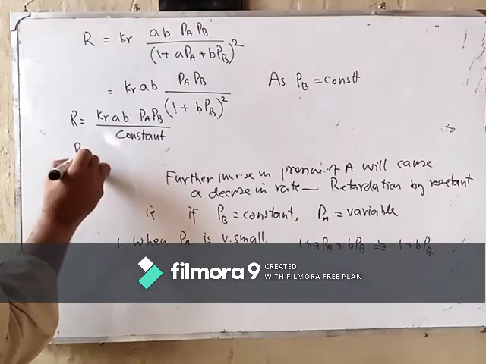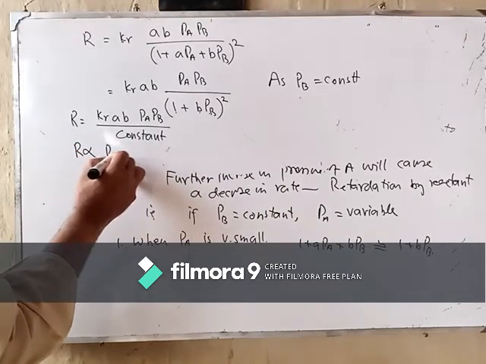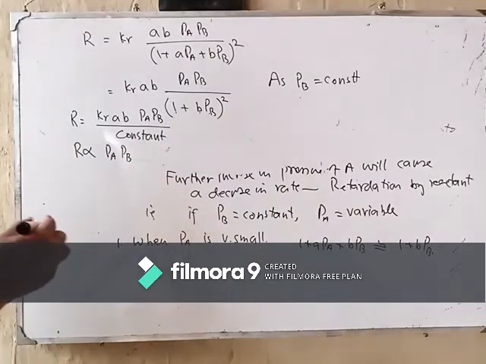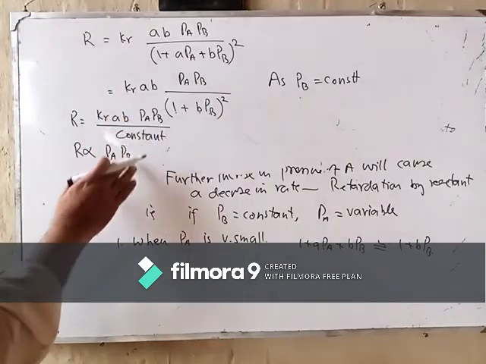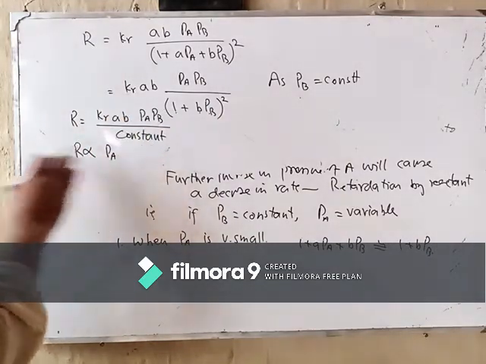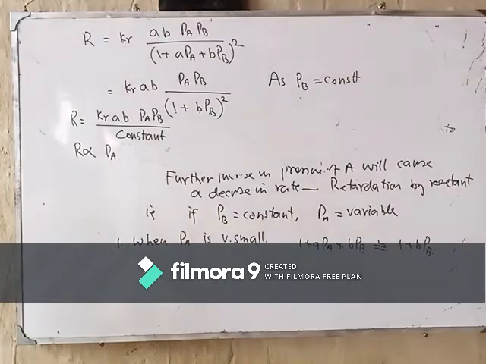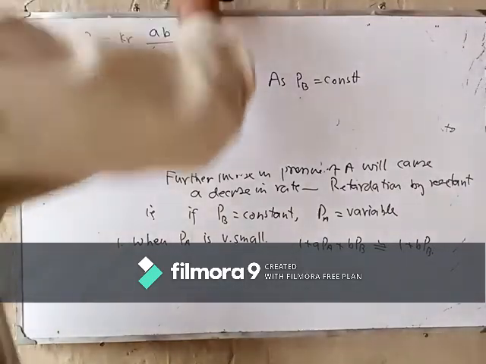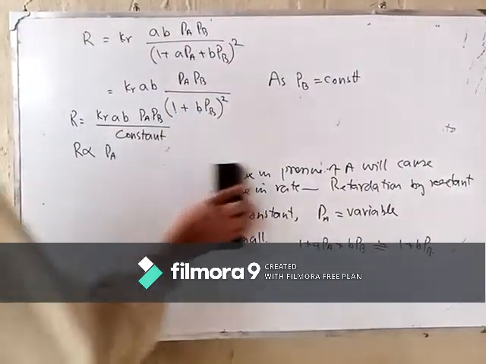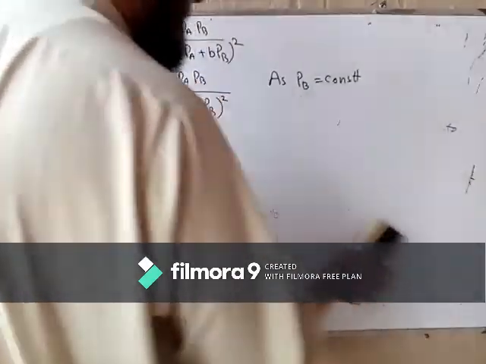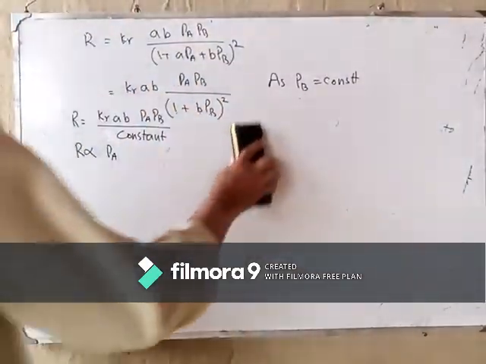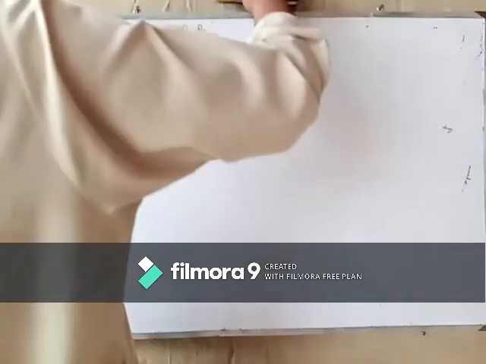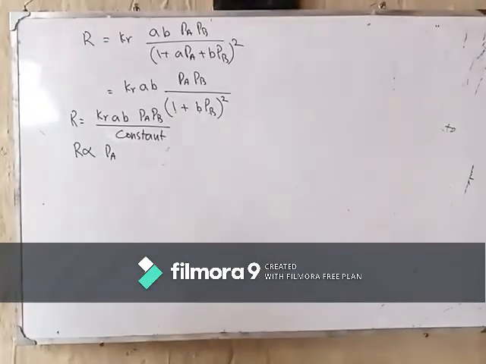Rate is proportional to P_A and P_B. क्योंकि ये P_B constant है, ये भी constant है, तो rate is proportional to P_A. So it means when pressure is low, when pressure of reactant A is low, then rate of reaction is proportional to pressure of A. Rate of reaction increases with pressure of A.